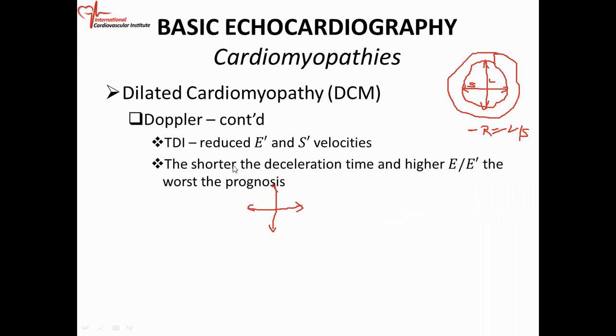Again, dilated cardiomyopathy is a muscle disease, so you're going to have a reduction in your E prime. The E prime should be less than 7 centimeters per second. And because it's a systolic problem as well, your S prime will be reduced. When you look at your deceleration time, it's going to be short, probably less than 160. And if your E/E prime is elevated, you have a short deceleration time.